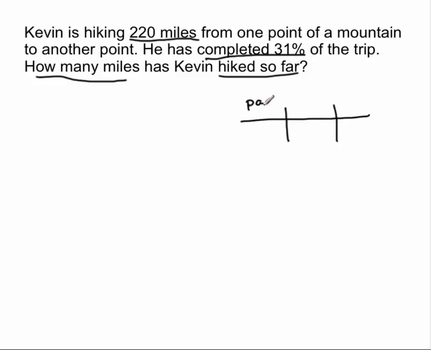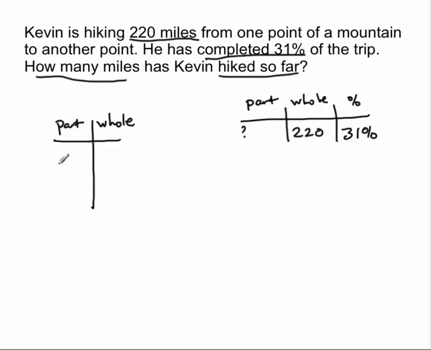So we have the part that he's hiked, the whole, and the percent, which is the rate. The rate is 31%, 31 for every 100, and the whole is 220 miles. We want to find the part of the whole that he's hiked. So we're going to make our table, part, whole. We're going to write the rate first, the percent, which is 31 for every 100. And our whole is 220. Now let's just look at this for a second. 31 for every 100. We're trying to find our part. So we're going in this direction.